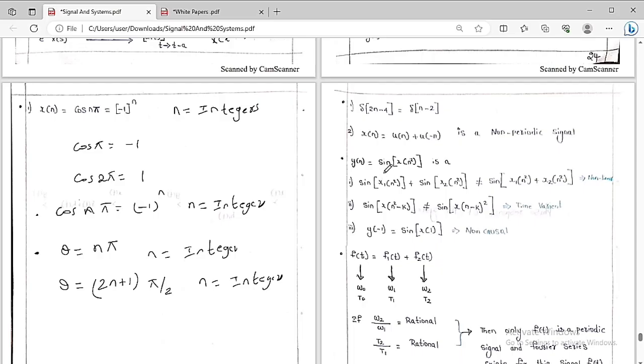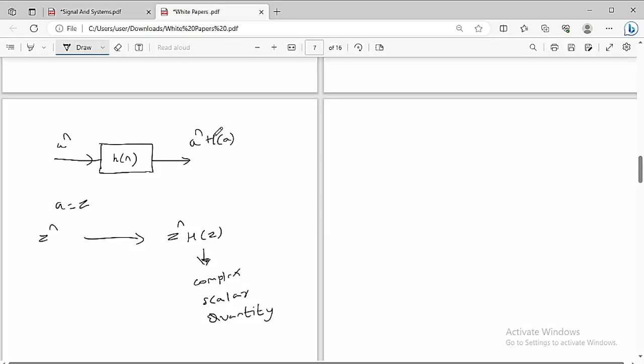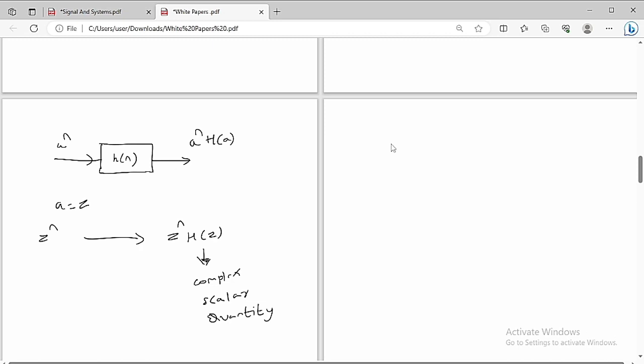Now we are going to discuss one more important point, which is delta of n minus 4 is equal to delta of n minus 2. So why it is like this, we'll discuss now. Basically, as I've already told you, some important formulas: delta of A into T is equal to 1 by mod A into delta of T, where A can be positive as well as negative.